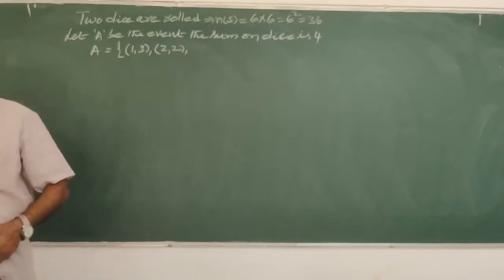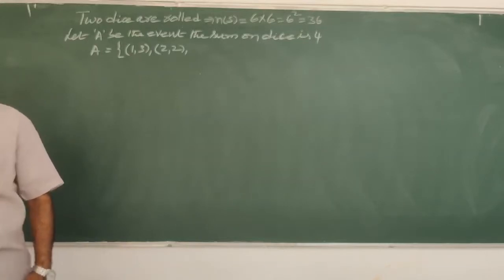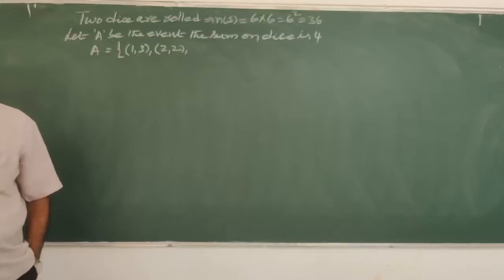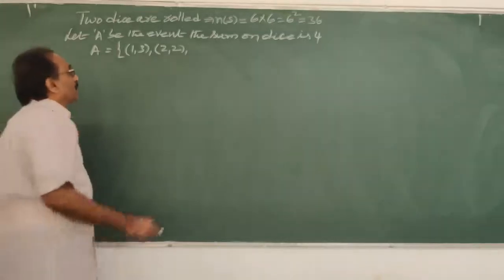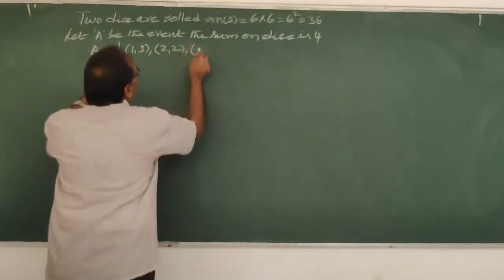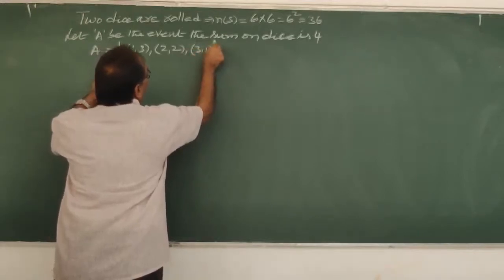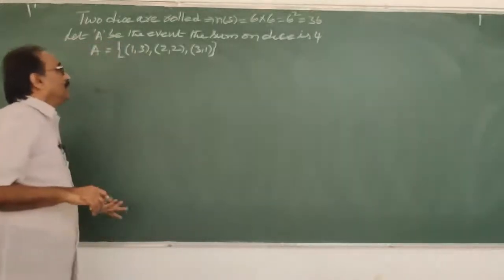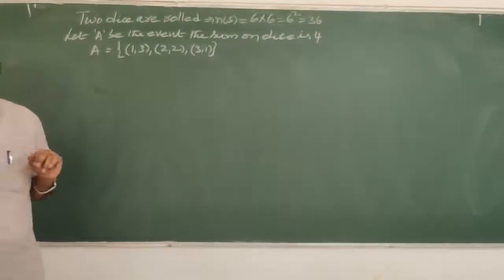First of all, we have to see how many will come when the sum on the dice is 4. (2, 2). Next (3, 1). That's all, more we cannot get. (1, 3), (2, 2), (3, 1). These 3 are the only possibilities.